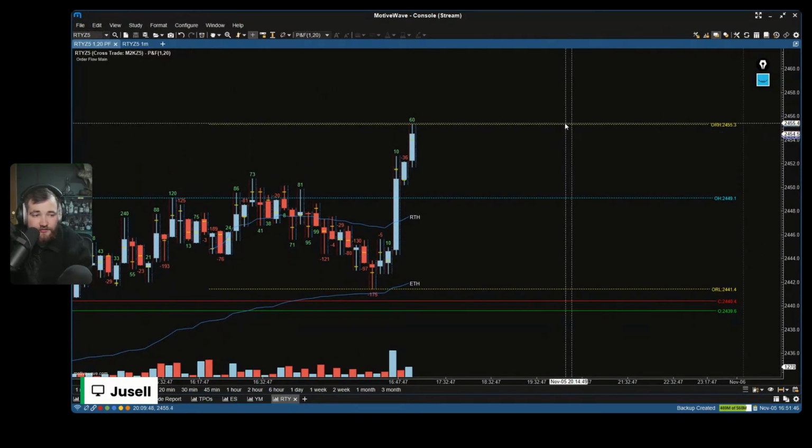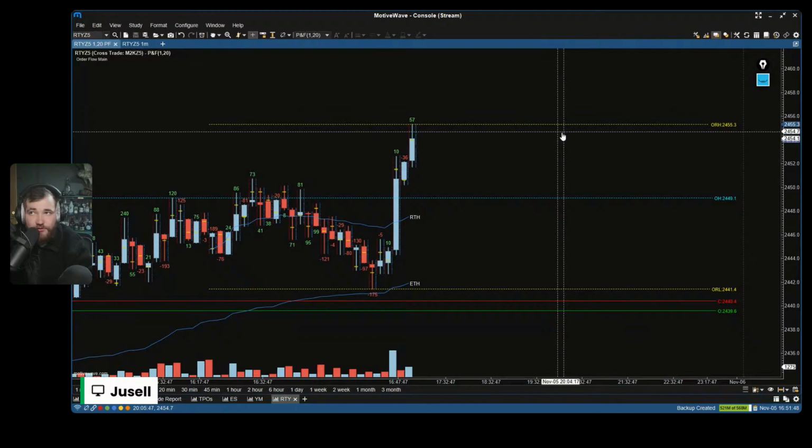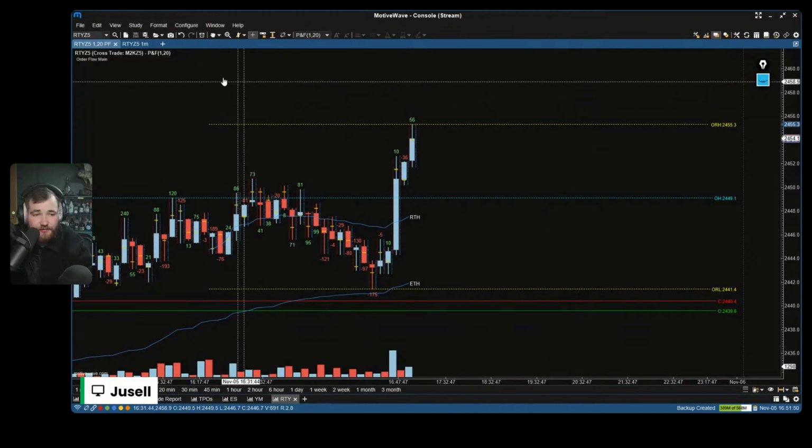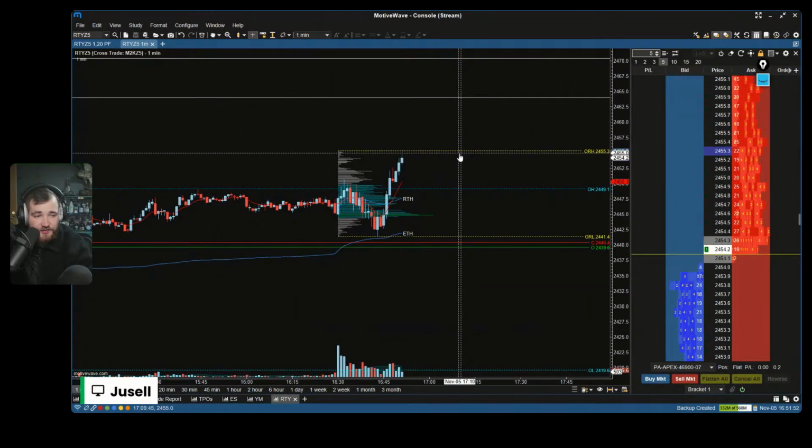A little delta shift here. Not a huge one, but you can see sellers are stepping on the gas pedal a little bit more at this specific level.